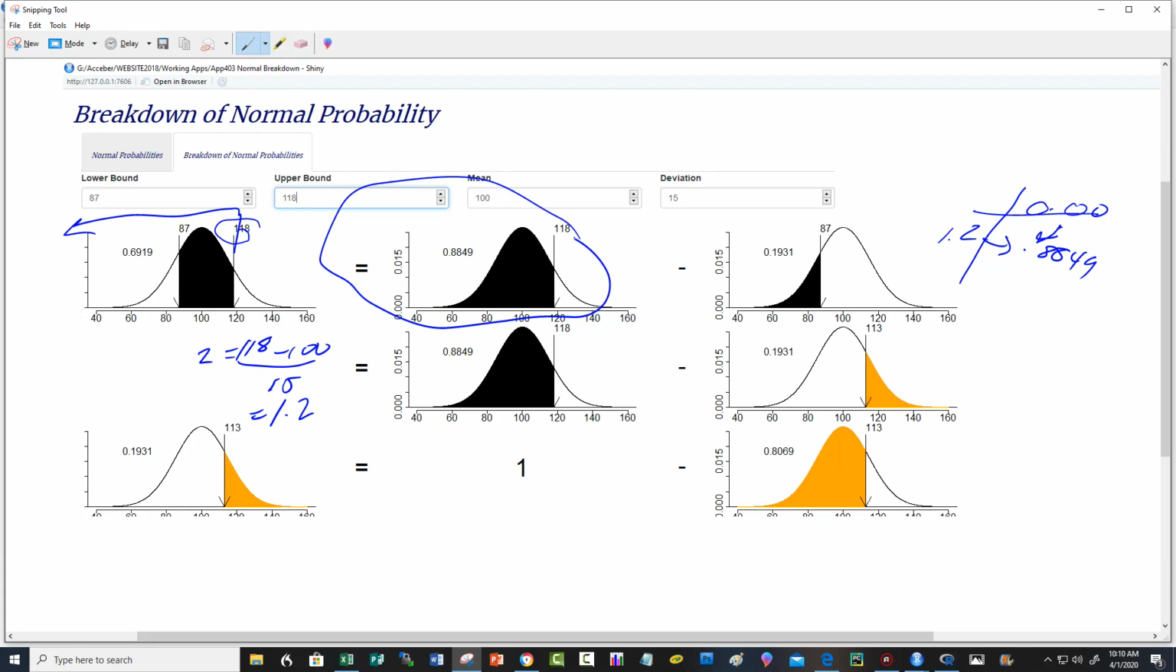Then we want to subtract this piece right here. The problem is that a lot of times you're only given charts with positive values. So if you're given a chart with a negative z-score, because this would have a negative value of z, z would equal 87 minus 100 over 15, which is definitely a negative value.